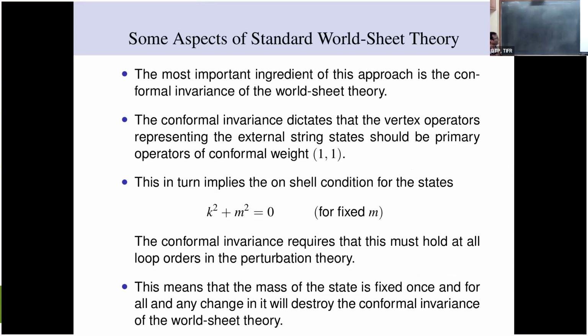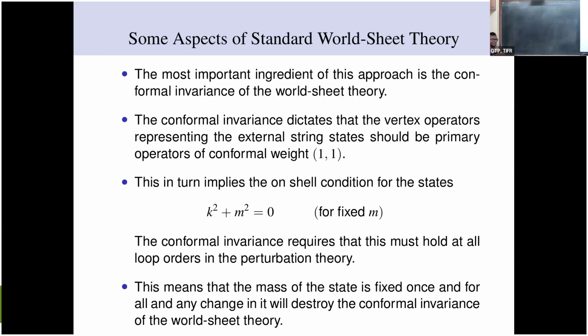One of the most important ingredients of this approach is the conformal invariance of the worldsheet theory. One aspect of this conformal invariance is that it dictates that the vertex operator representing an external string state should be a primary operator of conformal weight (1,1). This in turn implies the on-shell condition. The conformal weight of a vertex operator involves a factor e^{ik·x}, which contributes α'k²/4.